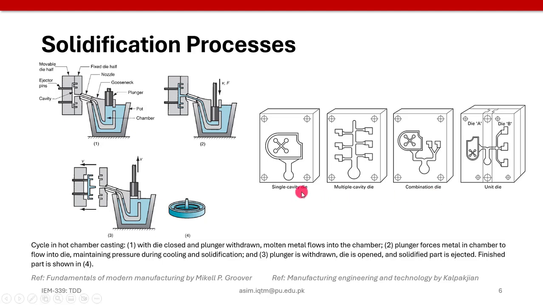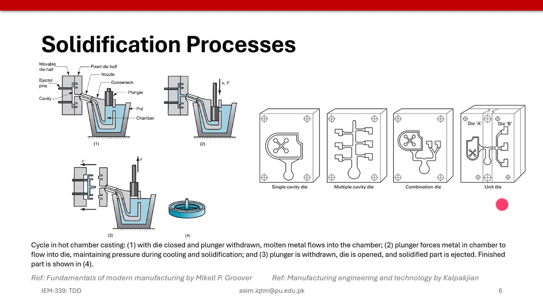The first one is the single cavity die. The others are multi-cavity, combination die set, or a unit die set. The difference between these dies is that, compared to the single cavity die, the multi-cavity die consists of similar shapes which are produced from the multi-cavity die. In a combination die set, we have two different types of products which are manufactured using this tooling. And lastly, a unit die consists of one product of relatively large shape and multiple products of another type which are relatively small in shape.